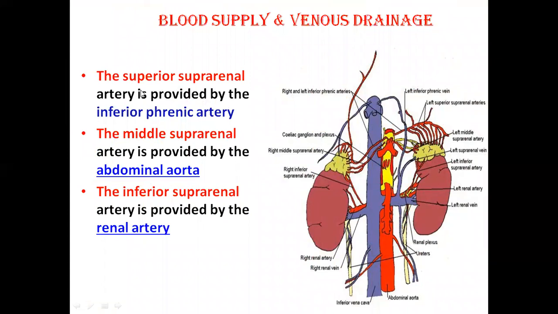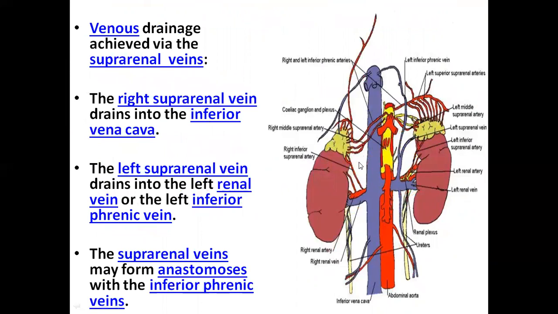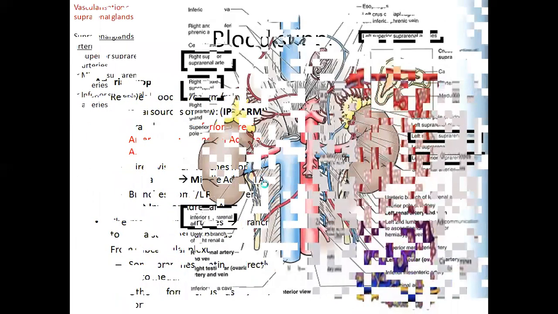So we have 3 sets of blood vessels: superior suprarenal, middle suprarenal, inferior suprarenal, which are branches. Superior suprarenal is a branch of the inferior phrenic artery. Middle suprarenal is a branch of the abdominal aorta. Inferior suprarenal artery is a branch of the renal artery. Then venous drainage: the right suprarenal vein drains into the inferior vena cava. The left suprarenal vein drains into the left renal vein or into the left phrenic vein. The suprarenal veins may form anastomosis with the inferior phrenic veins. So blood supply I have already told you.